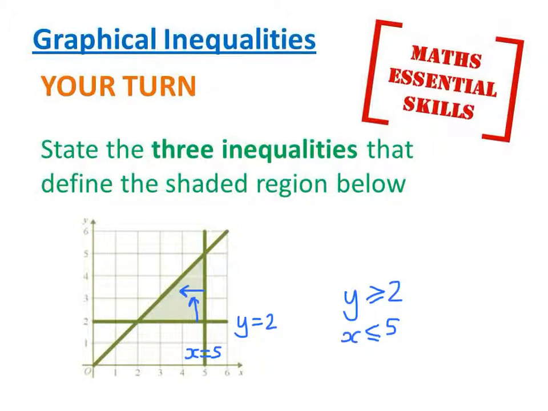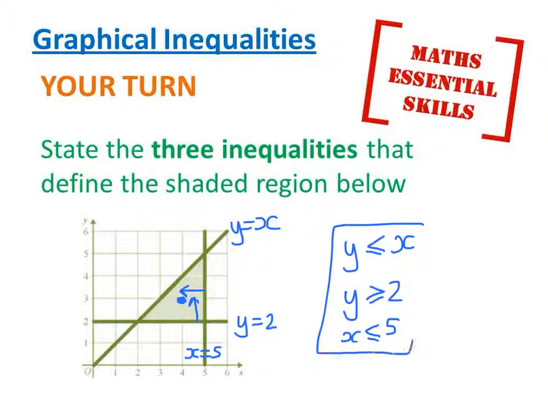Finally, I'm going to look at the diagonal line, which I recognise as y equals x. I'm just going to pick a point now in the region. I'm going to pick this point just here. Okay, so at this point here, my x coordinate is 4 and my y coordinate is 3. Now, the y coordinate is less than the x coordinate. So therefore I can state that y is less than or equal to x. And they're my 3 inequalities that define this region.